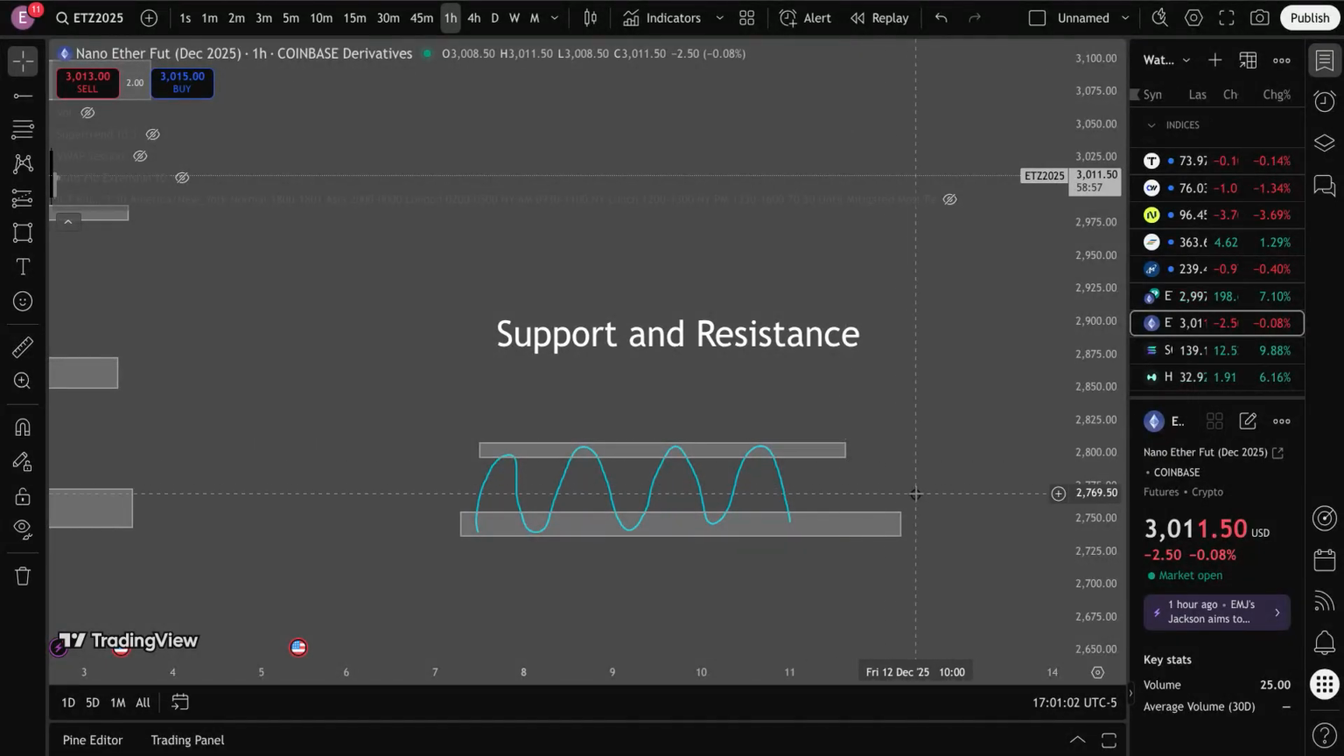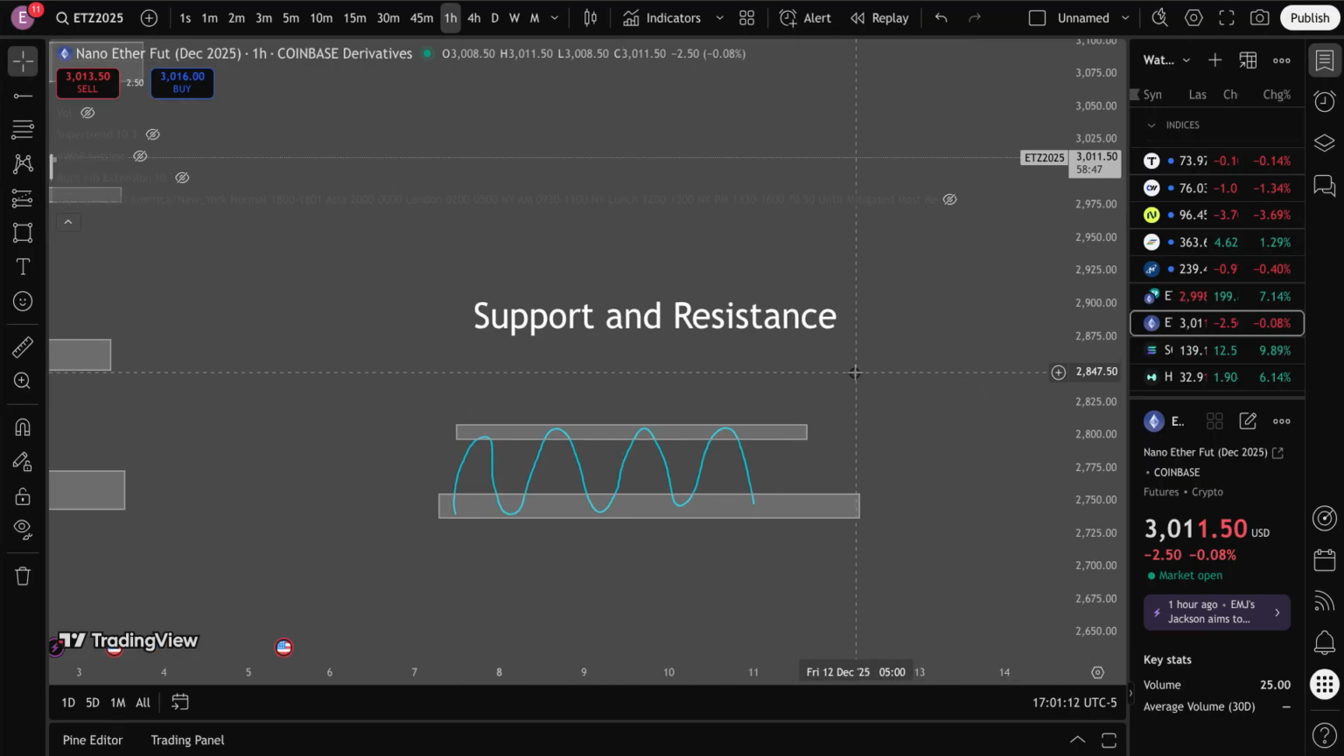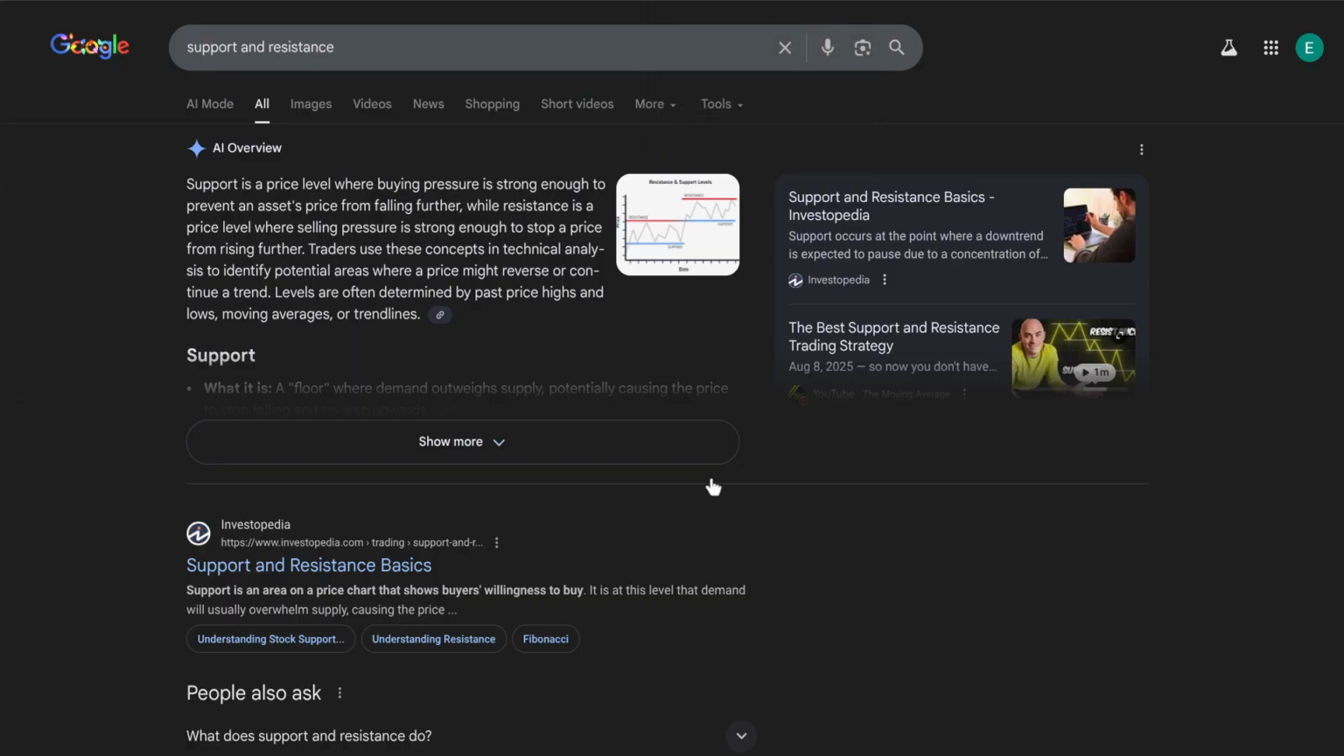Hello everybody. Today in day one of my crypto and equity trading bootcamp, I will be showing you guys how to use support and resistance and how to identify and maybe find some ways that you can trade off using support and resistance. Okay, so first we want to know what is support and resistance.